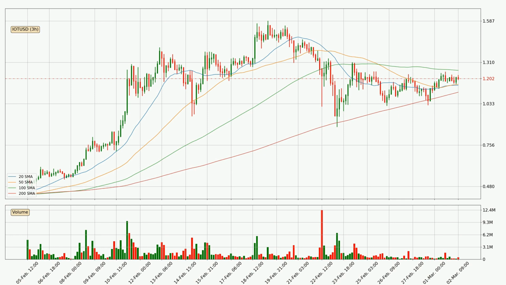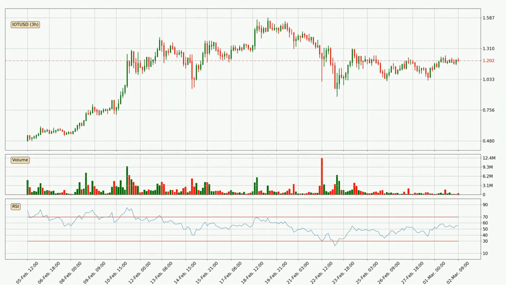Moving to the 3-hourly relative strength index, the current 3-hourly RSI is at 55, so there are currently no signs of the crypto being overbought or oversold.